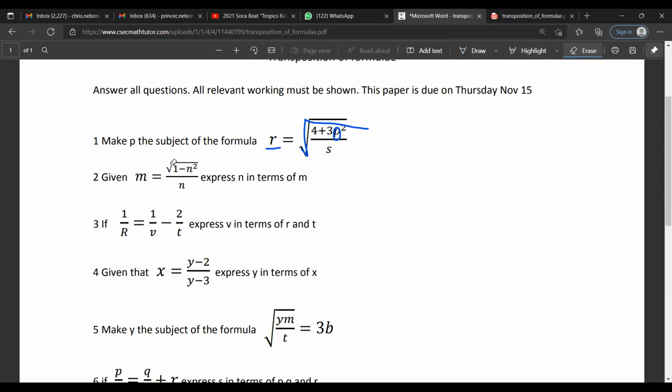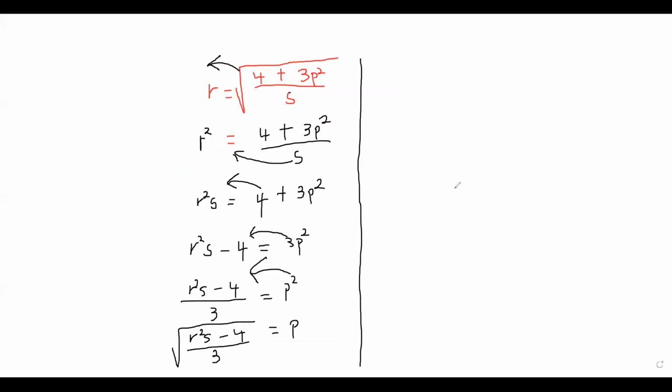Sir, please excuse. Could you please go over how you did the first one just now? I didn't hear you quite clearly, you were breaking up. All right, let me go step by step now. So for the first one, we had to make p the subject. We want p as the subject, right? We get r is equal to the square root of 4 plus 3p squared, divided by s.